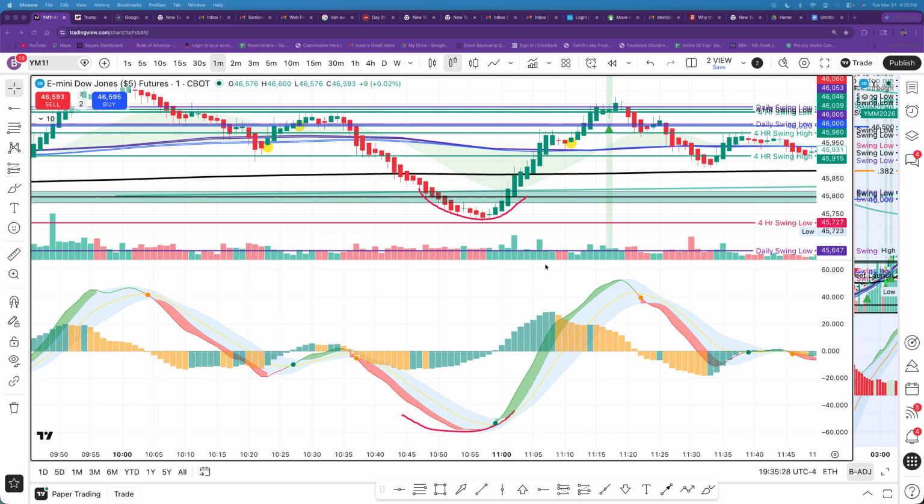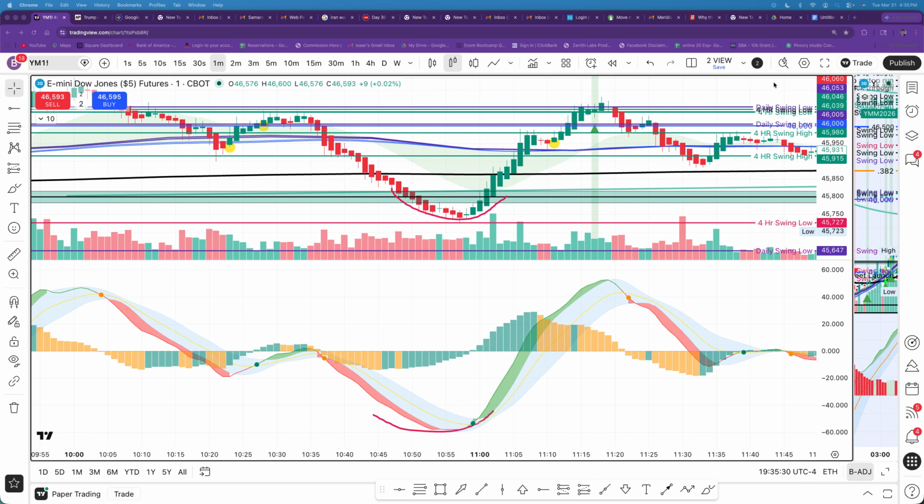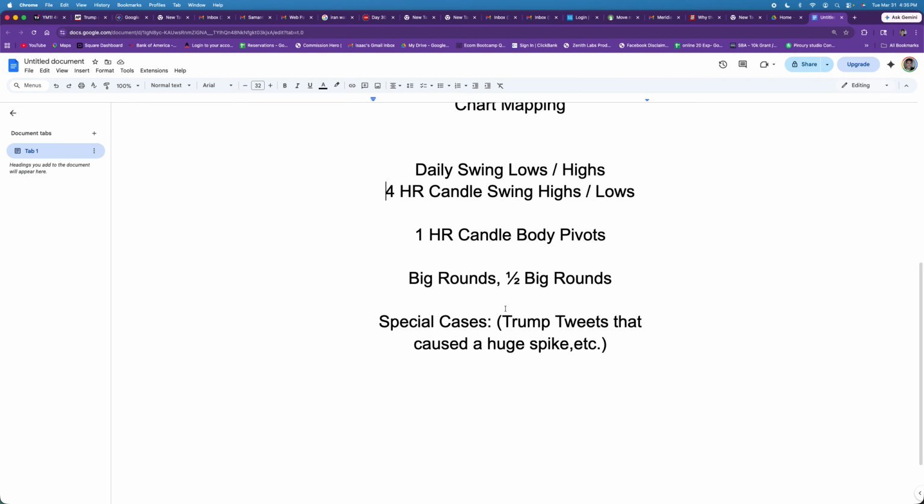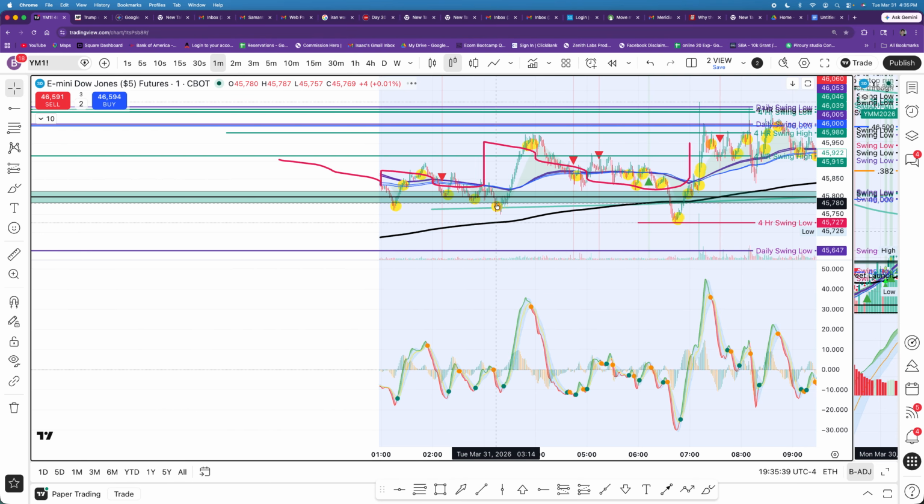So as you can see, there is a method to the madness. There truly is. And I also put things like Trump tweets that cause a huge spike. For example, a week ago, there was a Trump tweet.